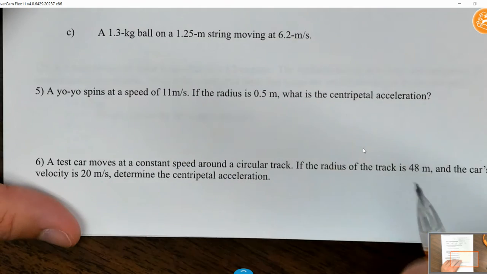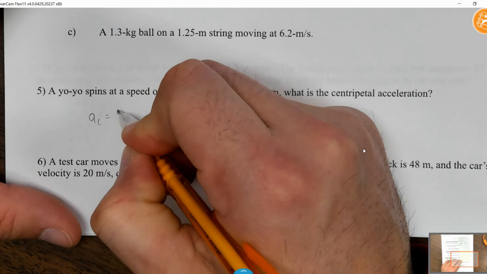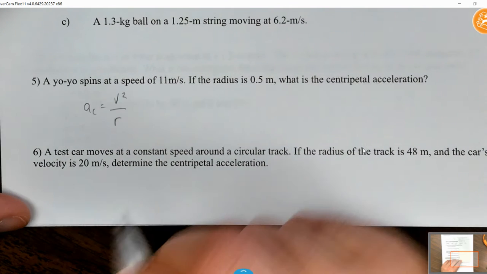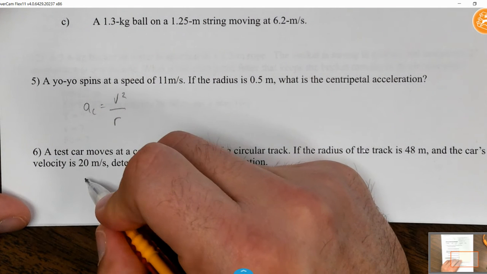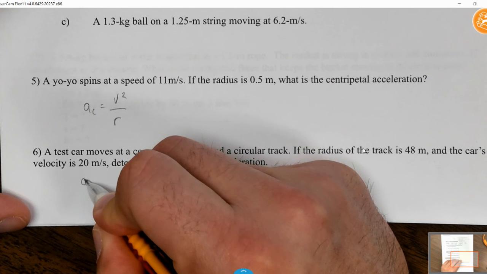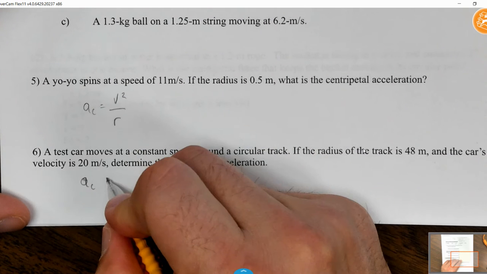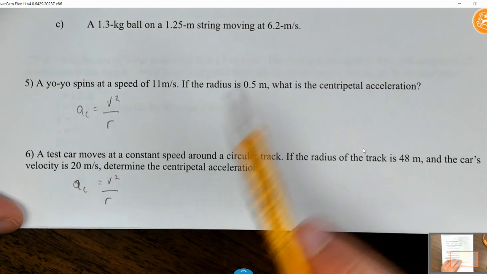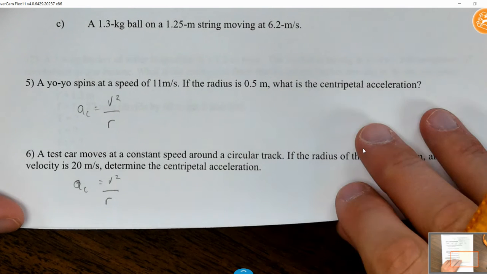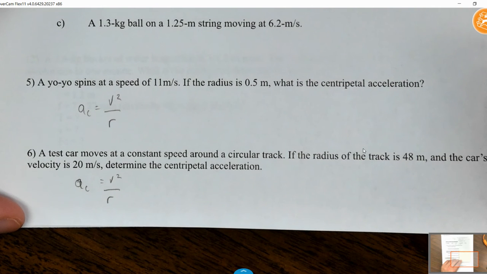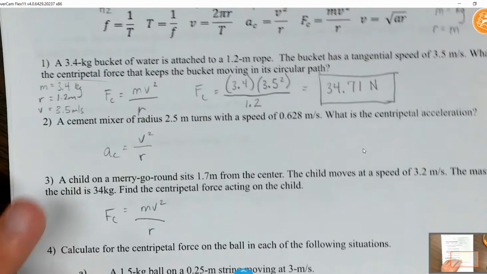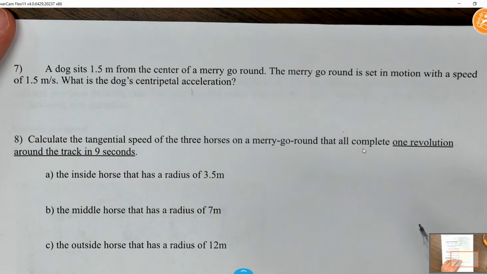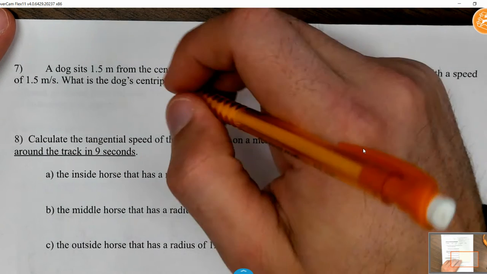Number 5, they want centripetal acceleration. Number 6, same thing. They want centripetal acceleration. And in both cases, you are going to have them. Next problem. Centripetal acceleration again.